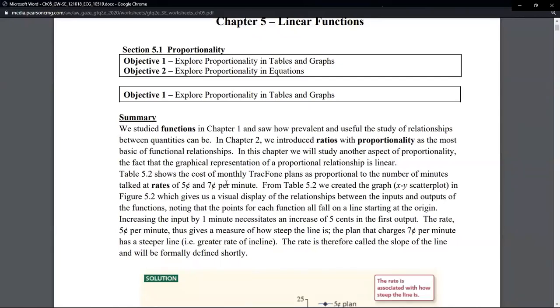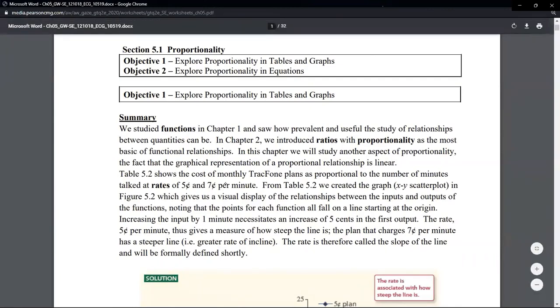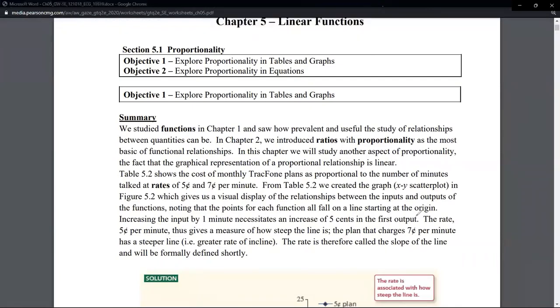Cartesian coordinate system, all that stuff's the same thing, which gives us a visual display of the relationship between the inputs and outputs, inputs being the number of minutes, outputs being the cents. Noting that the points for all functions all fall in the line starting at the origin. Now, this right here, starting at the origin, spoilers for later, but this is what makes them proportional.